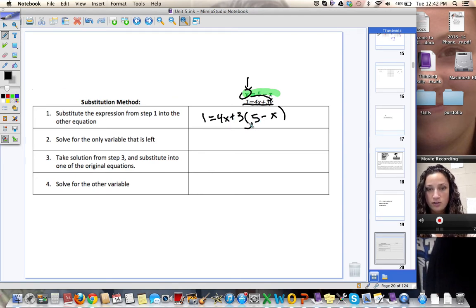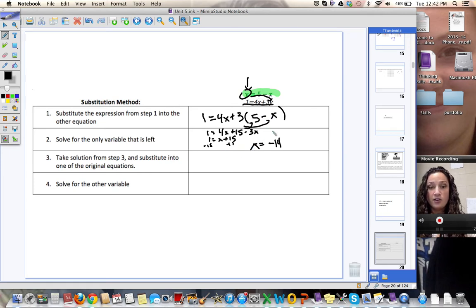So I distribute here. Then I have 1 equals 4x plus 15 minus 3x. And then I'm going to have 1 equals x plus 15. Then I can subtract 15 from both sides, and I should get x equal to negative 14. Did I write this wrong? No, 5 minus x, okay.